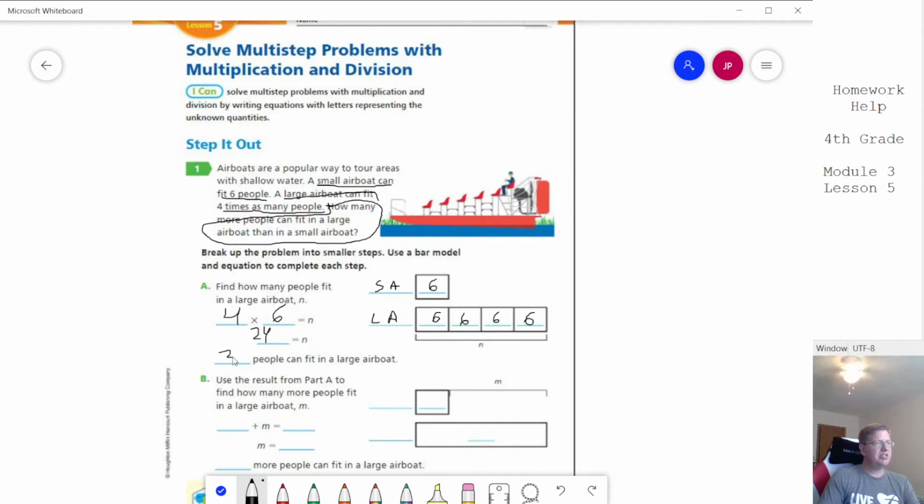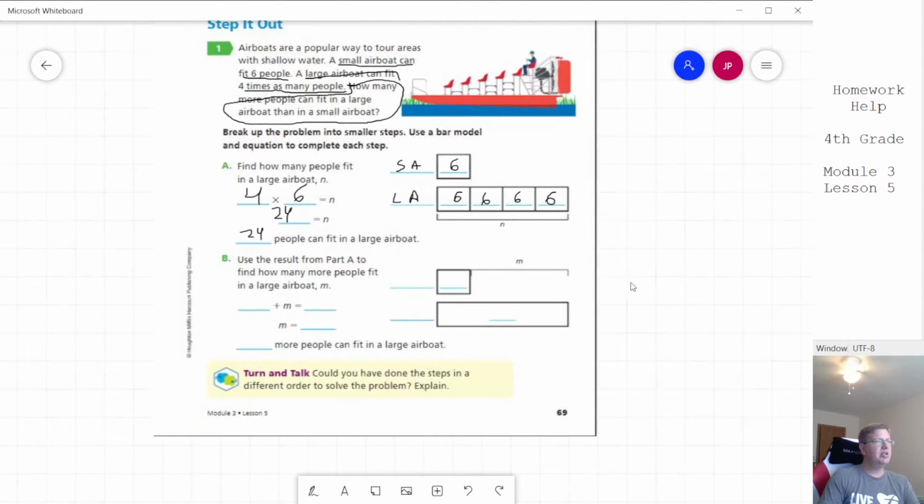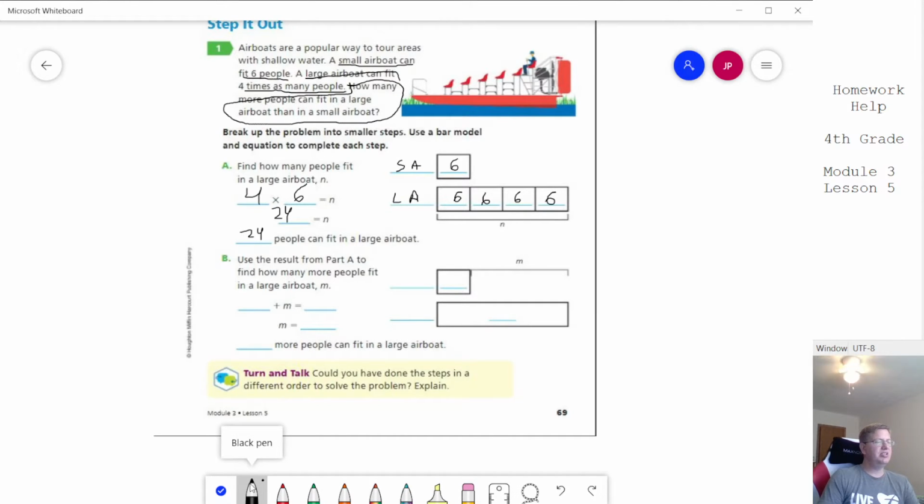And so now what we need to do is use that information to help us with the second part of the problem. So I'm going to scoot this up just a little bit. We are going to figure out how many more people can fit in the large airboat. So now we have a different looking bar model. So this part is going to be 24. And this is going to be our original 6. So this is our small airboat again, large airboat on the bottom. And we want to figure out how many more.